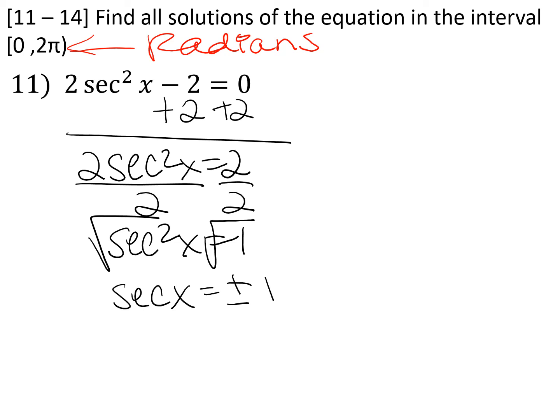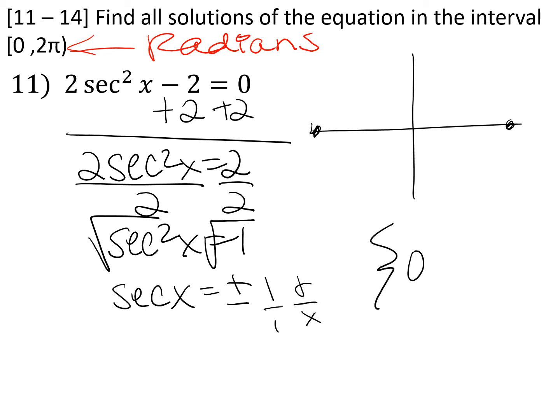This is a quadrantal. Remember, it's r over x. So it's where our x value is 1 and negative 1. And x values are 1 and negative 1 at these 2 locations. So my answers are 0 radians and pi radians. Final answer.